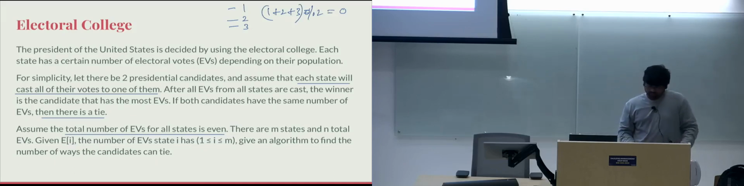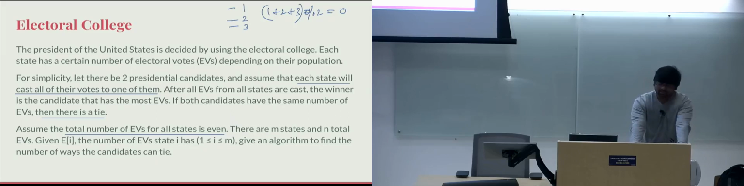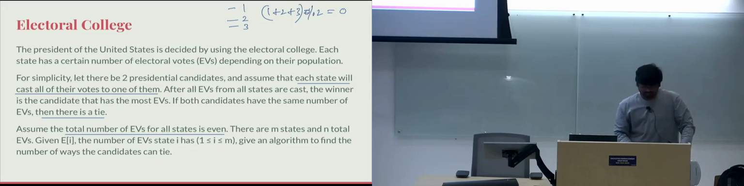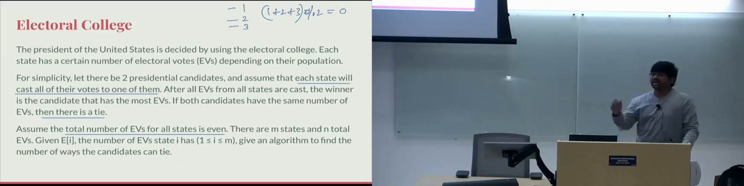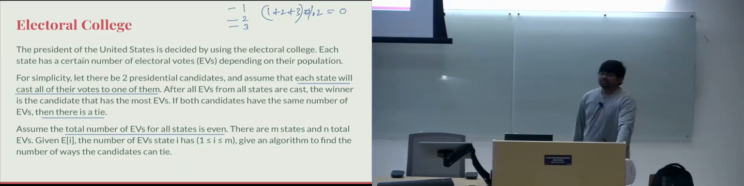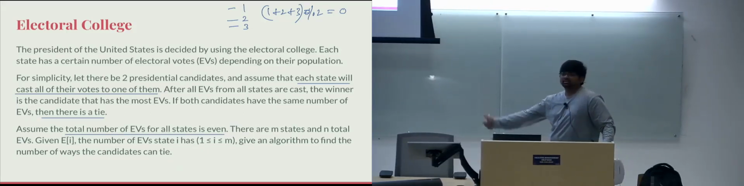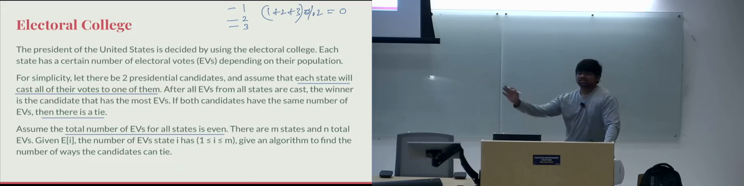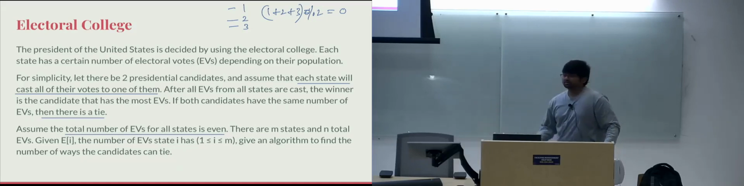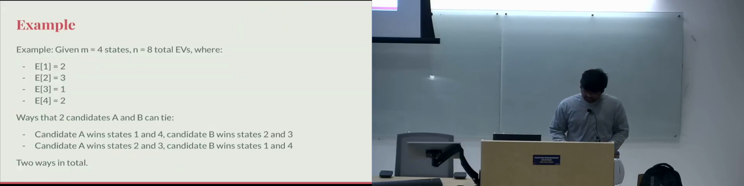So your question is: you have to design an algorithm which can find the number of ways in which these candidates can tie. Is it clear? Any questions? Okay, so let's see how we can solve this. But before that, let's see an example here.